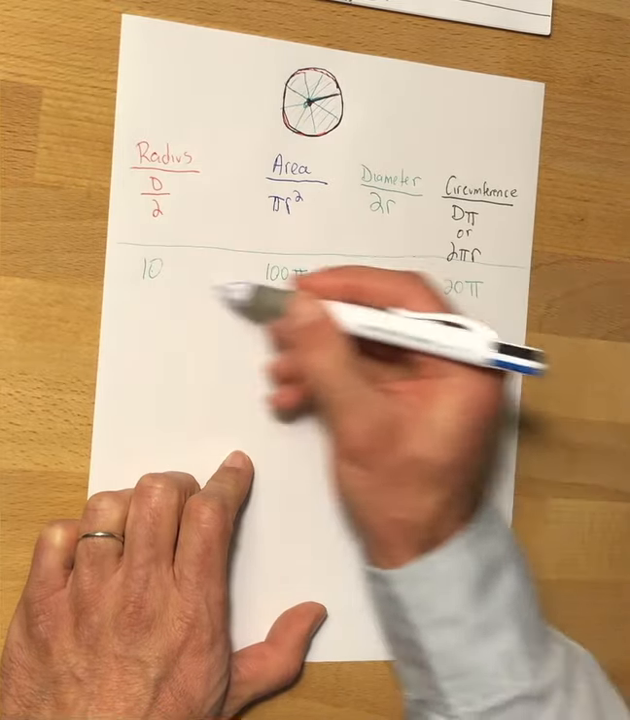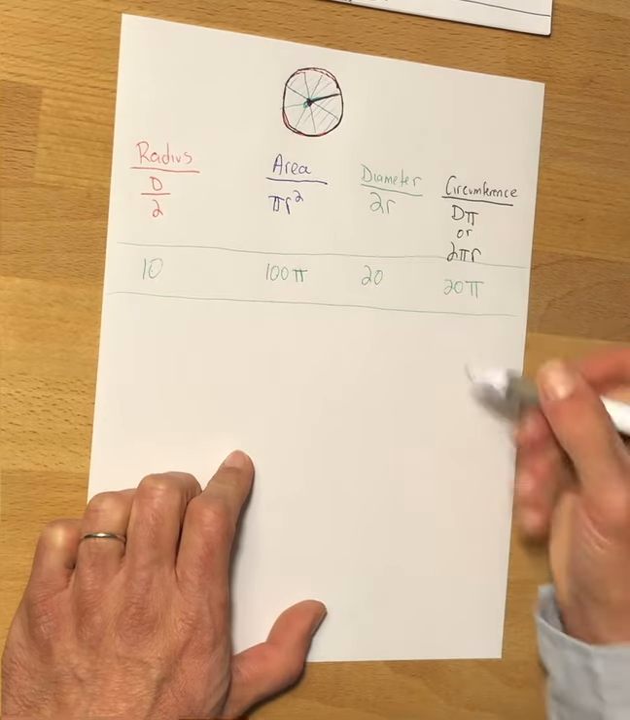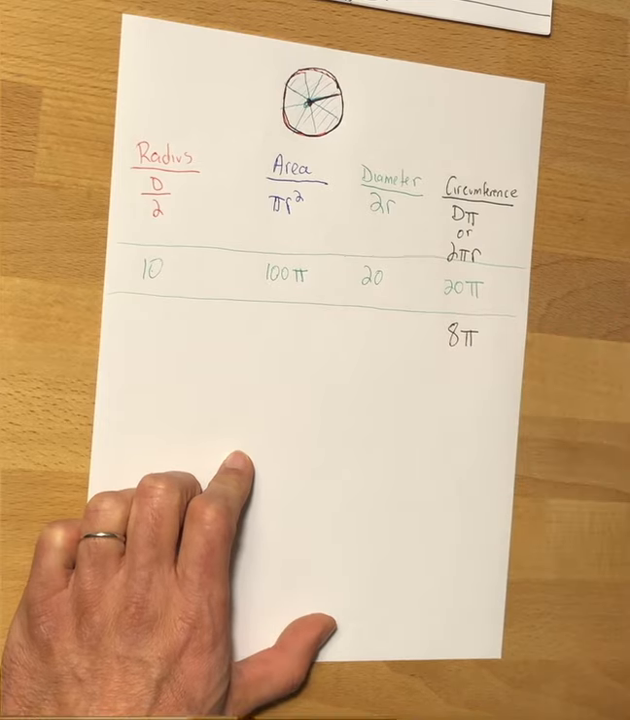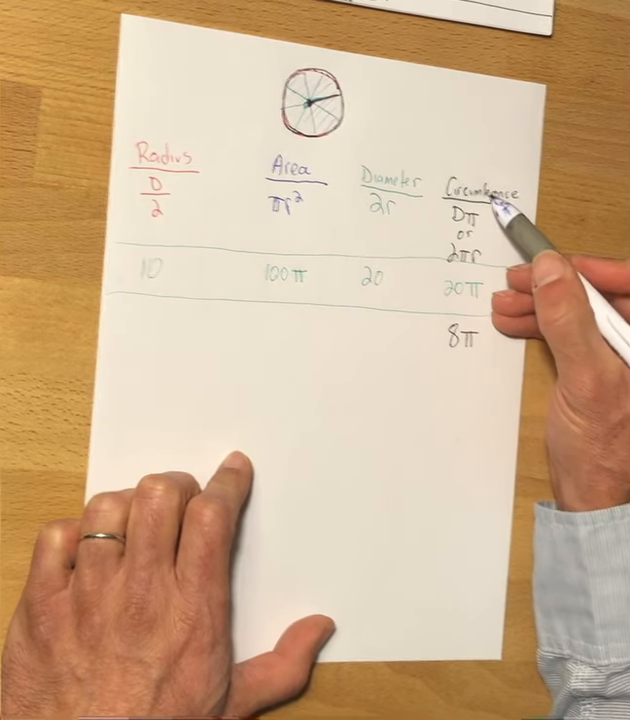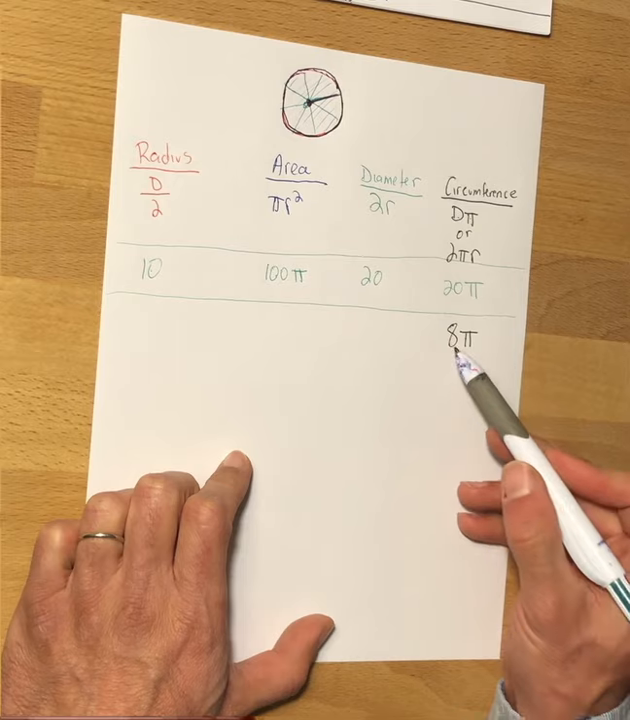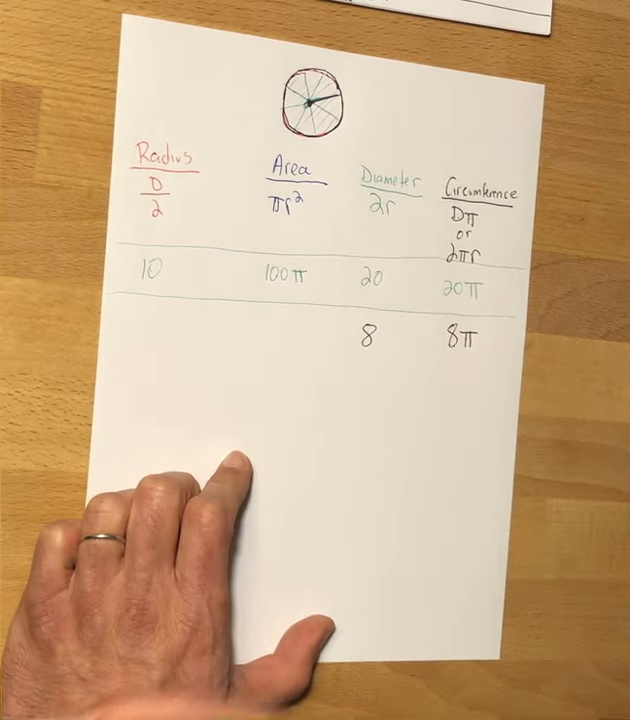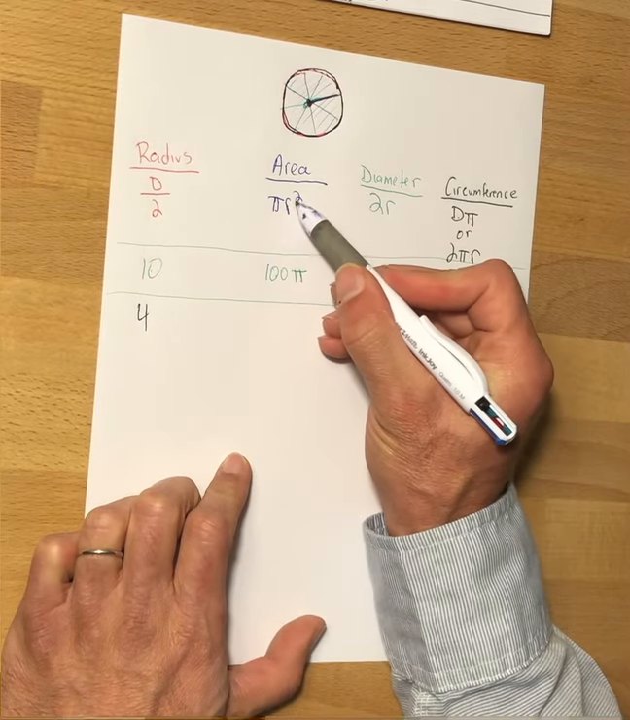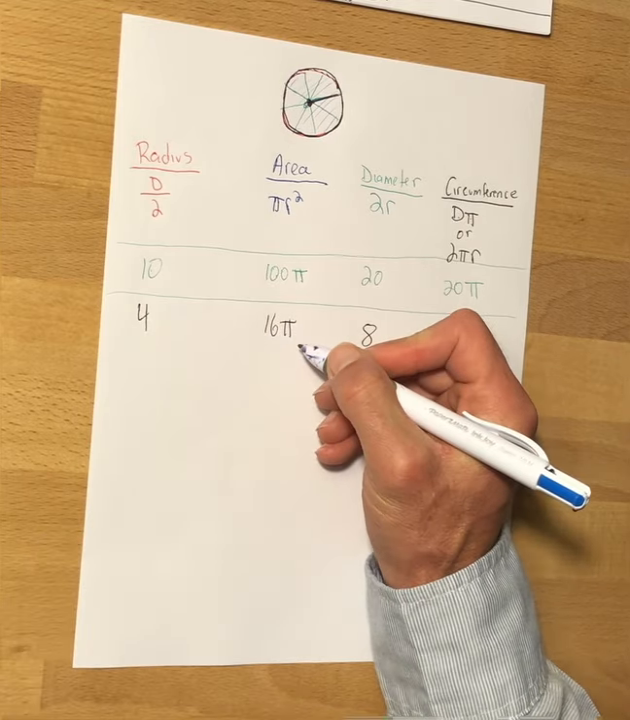All right. Let's try another. Let's say your circumference is 8 pi. We've got to figure out all 3 of these. Well, remember the formula for the circumference is your diameter times pi. Your diameter times pi. So your diameter is 8. Your radius is half of that, which is 4. And your area is 4 squared with a pi. Remember, pi is a value of 3.14.